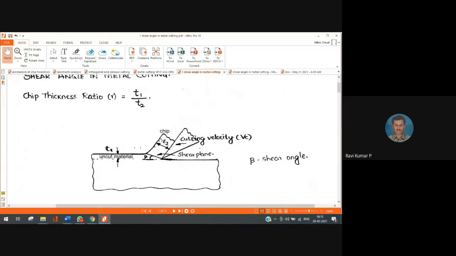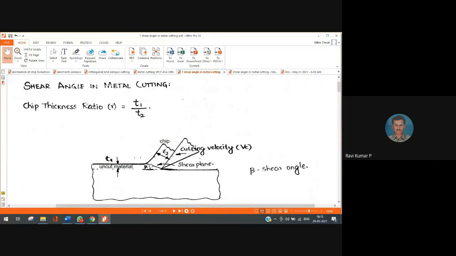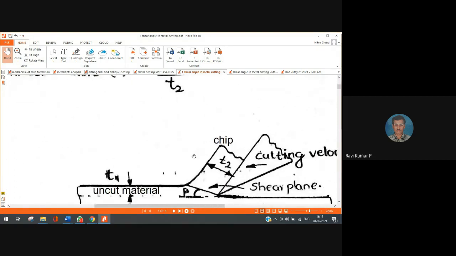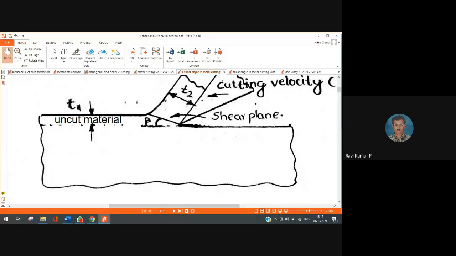The next term which I may speak about is nothing but the shear angle. What is this shear angle? So whenever the material transforms into chip, there is a transformation taking place about a line or about an area. Many times in high speed cutting, which is often followed, we find that this region is almost a plane, right? This region of separation I call it as shear plane.